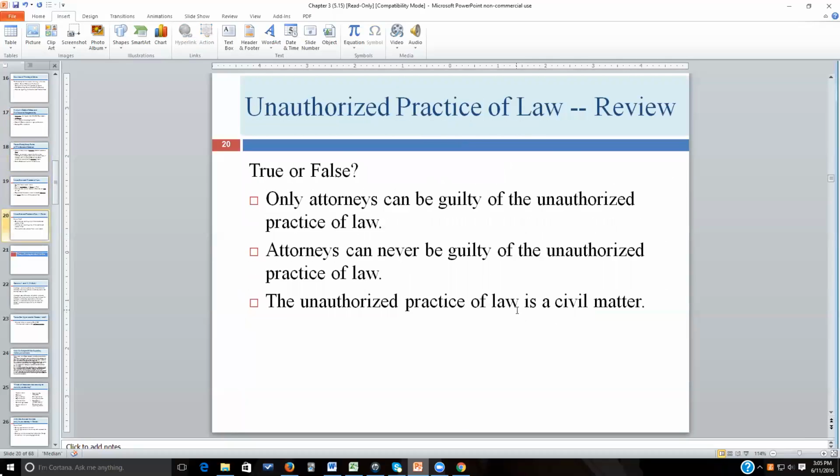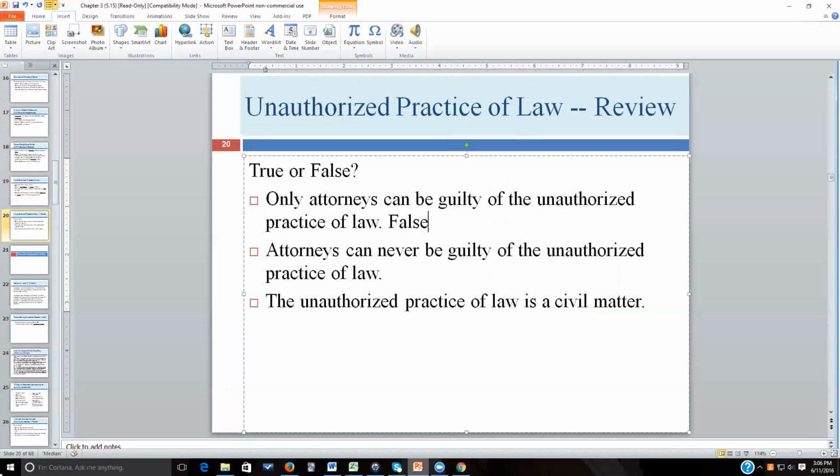Here, let's do a little true and false. Only attorneys can be guilty of unauthorized practice of law. That's false. Attorneys can be guilty of it, but so can non-attorneys. Of course, the reverse statement is also true. Attorneys can never be guilty of unauthorized practice of law. That is also false. Attorneys can be.